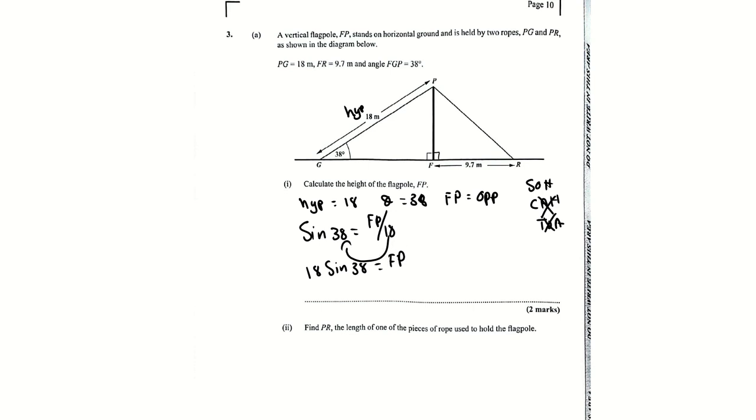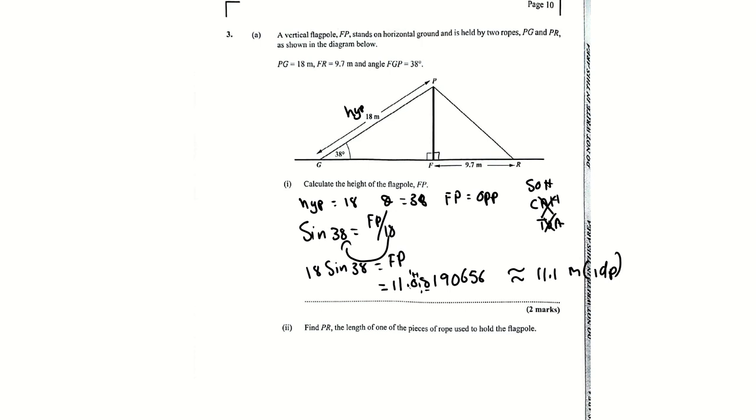The only thing is, make sure that your calculator is in degrees. 18 sine 38, which is 11.08190656. The standard for CSEC is to 1 decimal place, so it'll be 11.1. Draw a line here. 8 is more than 5, so I had to add 1 to that 0. So it'll be, and this is meters to 1 decimal place, and that is your answer for this question. Did you get this, Jashon?